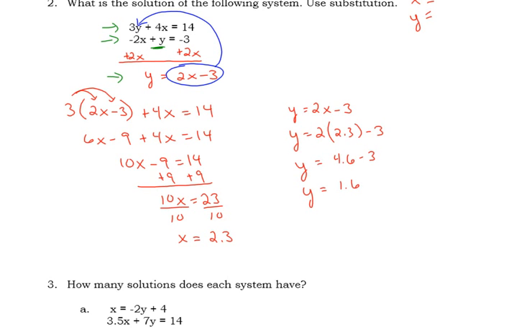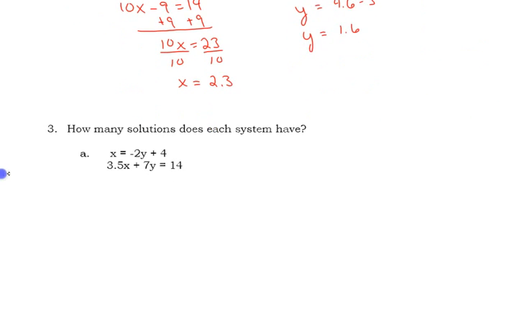So the ordered pair, the point of intersection between these two lines, is (2.3, 1.6). Now that would have been a difficult ordered pair to find on the graph. We wouldn't have been able to come up with it, so we had to use algebra to find that. Remember, to check this ordered pair, you want to take both the x and y and substitute it into both original equations to make sure the ordered pair works for both lines.